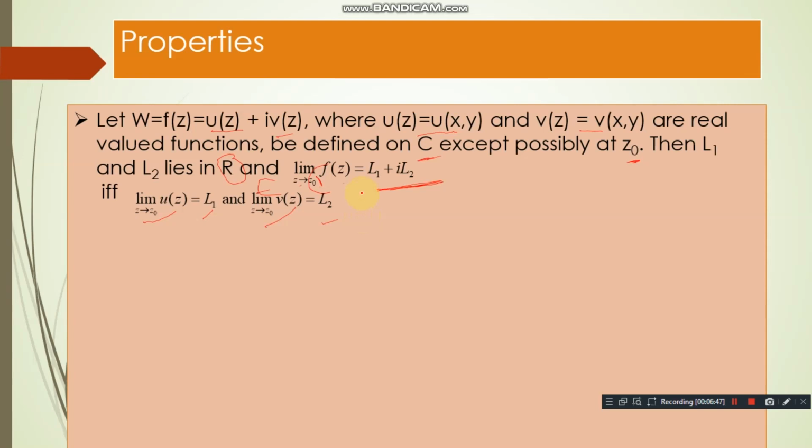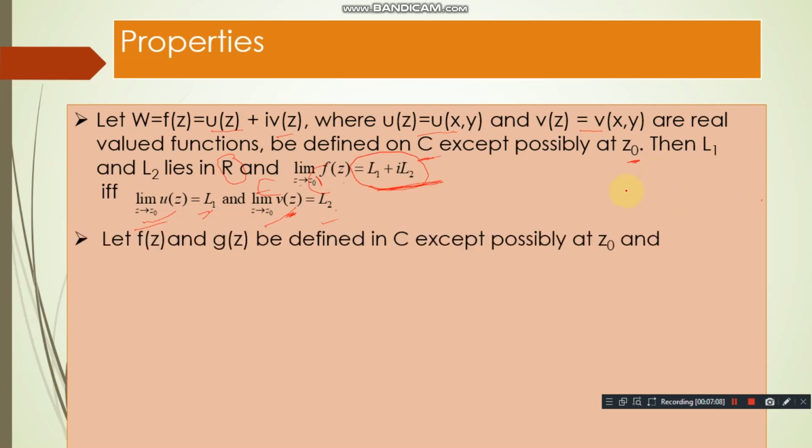We can split the real part and imaginary part. The real part is nothing but a real valued function. For that real valued function, you can find the limit, and for the imaginary part, you can find the limit and simply combine as L1 plus i L2. So this is another way of finding the limit of a complex function as z tends to a certain point.